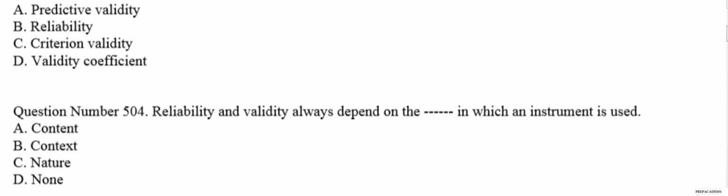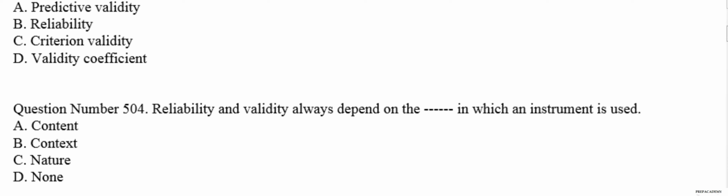Question number 504. Reliability and validity always depend on the blank in which an instrument is used. A, content. B, context. C, nature. D, none. The correct answer is option B, context.